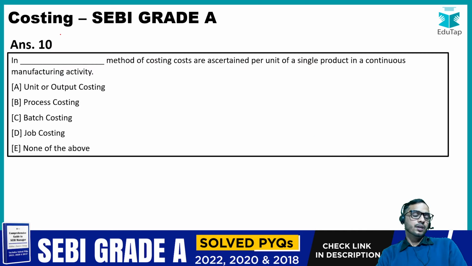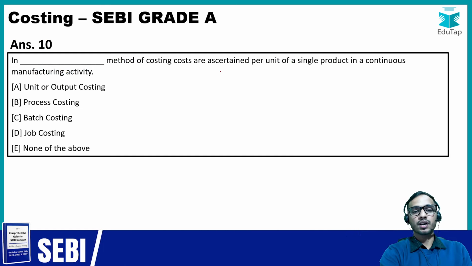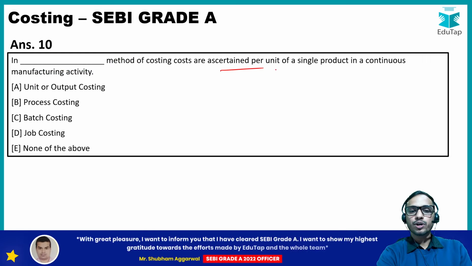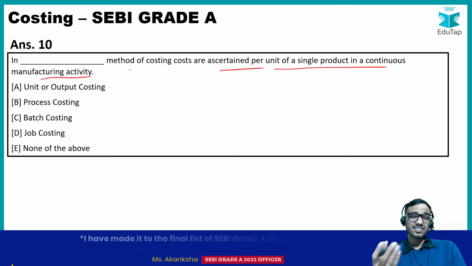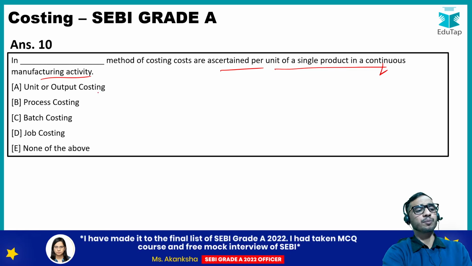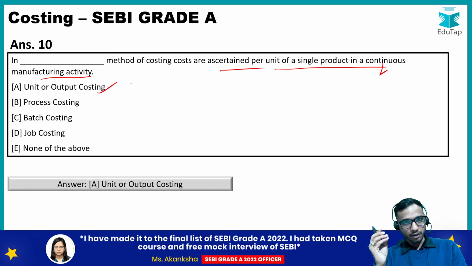Okay. Now let's again come to the question and what this question says. Let's try to understand this. Dash method of costing are ascertained per unit of a single product in a continuous manufacturing activity. So it is written as continuous manufacturing activity. That means option number A is your correct answer.